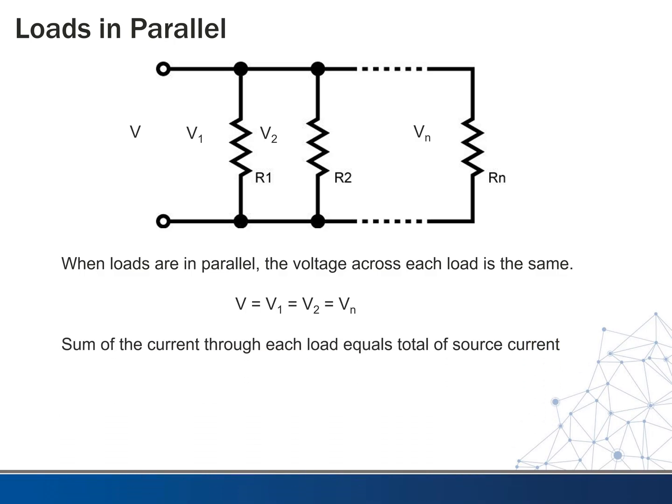Now, though, the current through each load must equal the total current source. So we don't necessarily have equal current through each of these like we did with the in-series current. We have the total current here, and some will go here, some will go here, some will go here, through R1, through R2, and out to Rn. And so this can be different. But the total of all of the currents through all the devices, when you add them up, has to equal the total current. So this can be expressed as I equals I1 plus I2 plus I3.